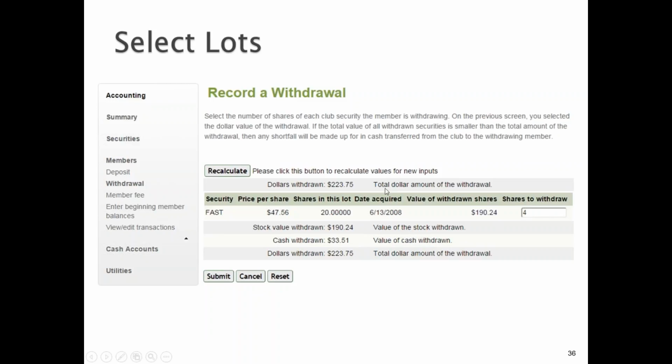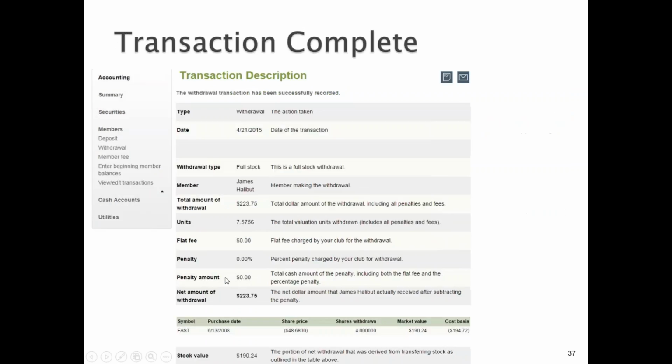If you have multiple lots of stock, you bought the stock multiple times, you can select them. In this case, there's 1 lot, so we just select 4 shares from that lot. We click submit, and the transaction is complete.